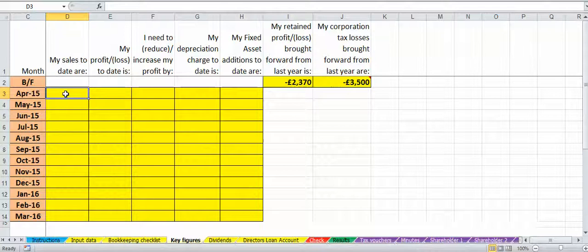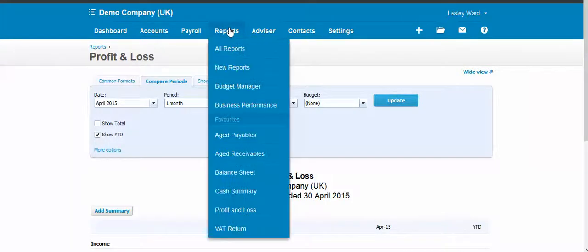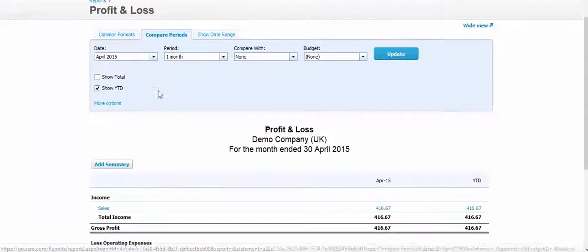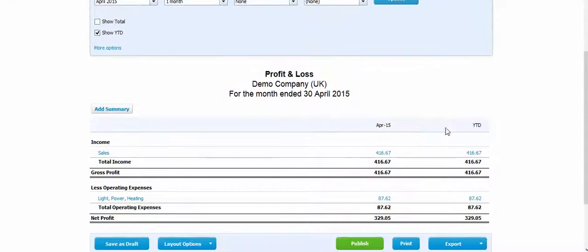So if we go into Xero, you want to run the profit and loss account, which is under reports. The one we recommend is the compare periods. Pick up the date that you're looking at, the month we're looking at. So in this case, we're looking at April. Period doesn't really matter, but 1 month is quite nice to see, as long as you've got the show year-to-date figure here, because it's the year-to-date figure we'll be picking up. So we've got April there.